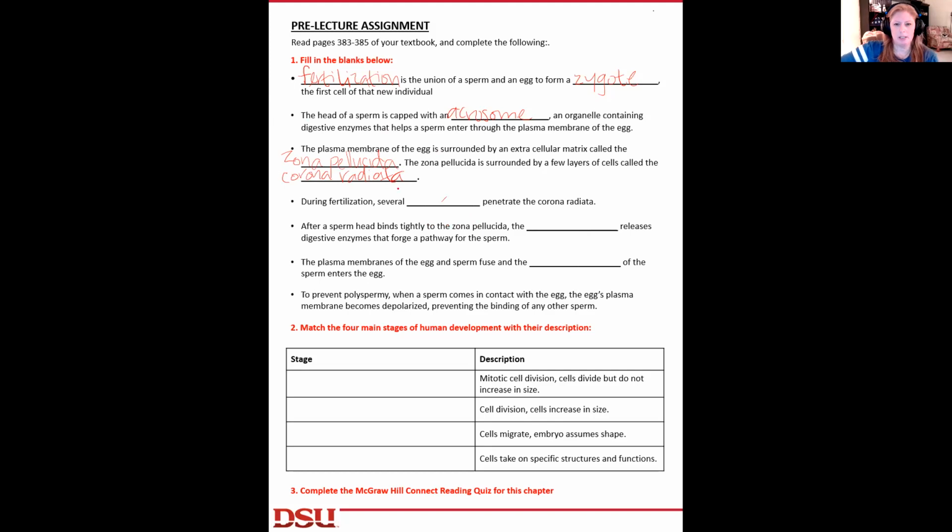Okay, during fertilization, several sperm are actually going to penetrate that corona radiata. After one of the sperm heads binds tightly to that zona pellucida, the acrosome releases digestive enzymes that allow the sperm to actually fertilize the egg.